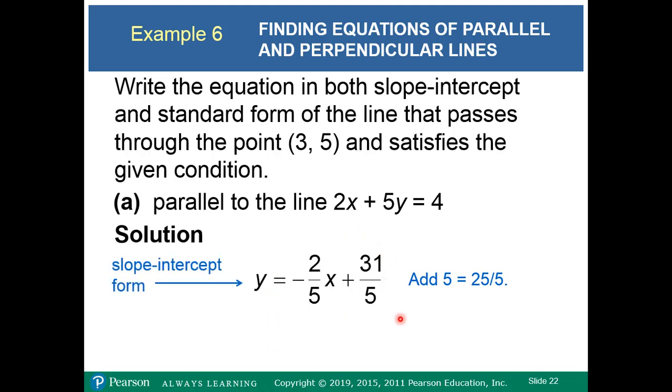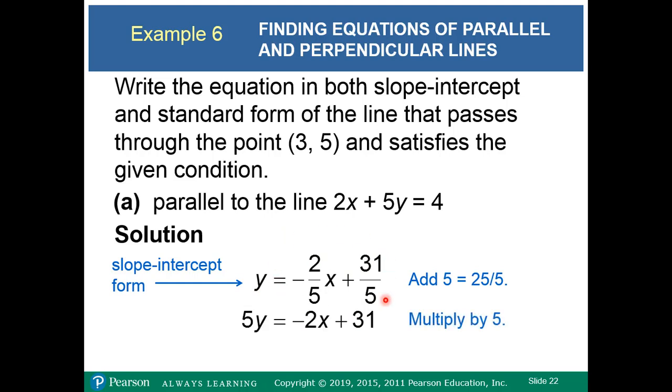and so now this is the slope-intercept form. So this is one of the forms we were looking for. So here's our slope, and this is the y-intercept, 31/5. Okay, and you can leave it like this. Don't try to put it in your calculator. This is the exact answer. So this is your intercept. So this is the slope-intercept form.